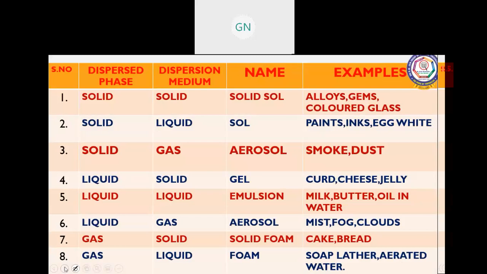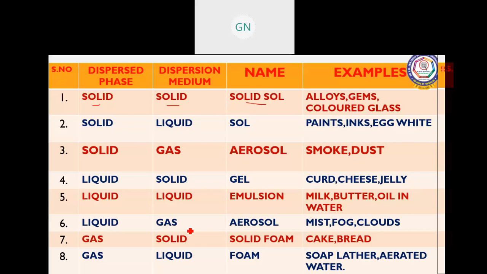Let us see dispersed phase and dispersion medium and name some examples. Solid in solid, solid sol: alloys, gems, colored glass. Solid in liquid, sol: paint, ink, egg white. Solid in gas, aerosol: smoke, dust. Liquid in solid, gel: curd, cheese, jelly. Liquid in liquid, emulsion: milk, butter, oil in water.